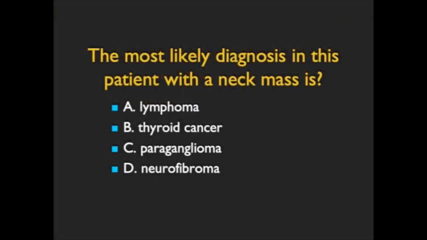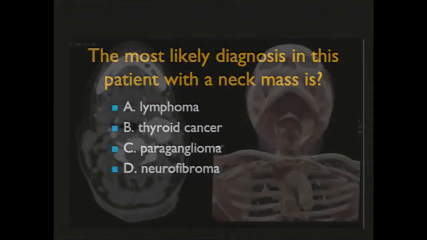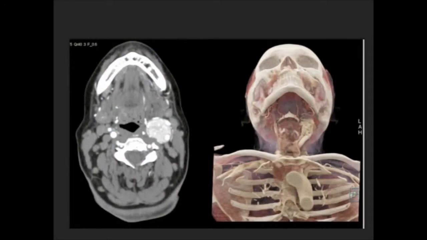This patient has a mass in the neck. What is it? Again, axial imaging and then a cinematic look up from below. Beautiful hypervascular mass surrounding the patient's left carotid body tumor. This is a paraganglioma. No, it's not lymphoma.